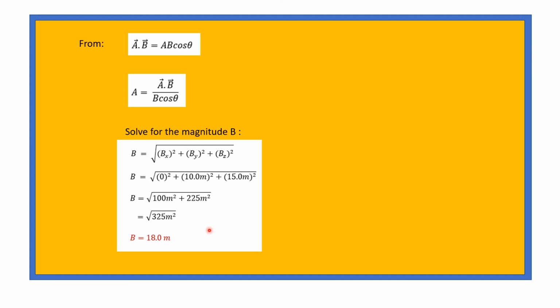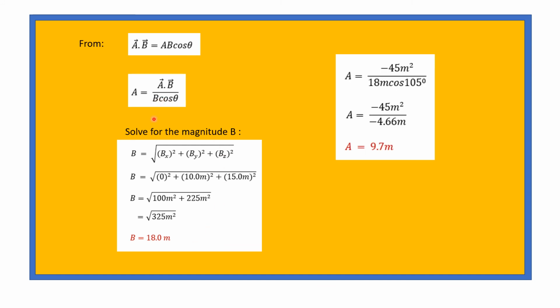So let us put this result here in this equation. So therefore, A equals negative 45 square meter over 18 meters times cosine of 105 degrees. So the product of 18 and cosine of 105 degrees is negative 4.66 meters. So divide, it gives us a magnitude equal to 9.7 meters.